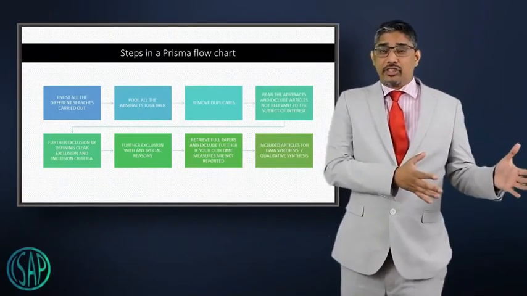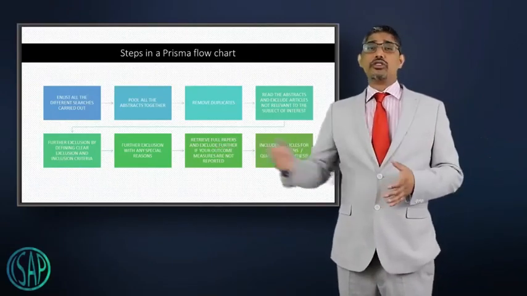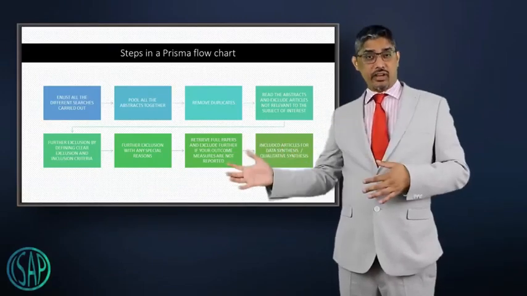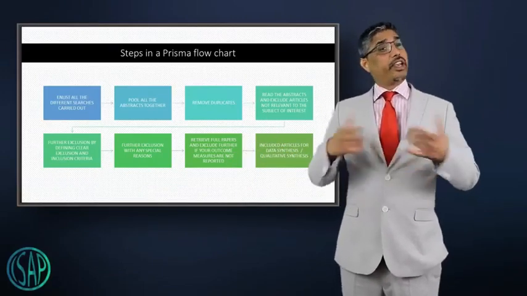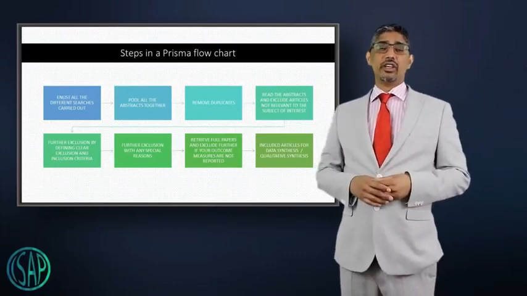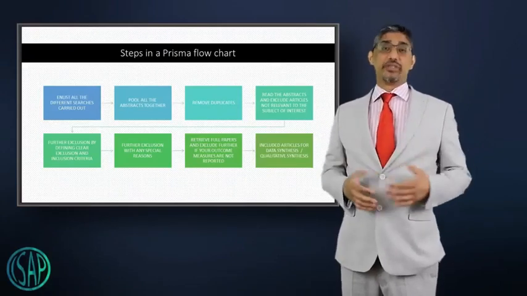Once you go through the abstracts, then you develop inclusion-exclusion criteria, and then you go on to the full text articles, rather than developing inclusion-exclusion criteria after reading full text articles. And also it's very expensive to retrieve so many full text articles. So it's better you have inclusion-exclusion criteria when you're going through abstracts itself.